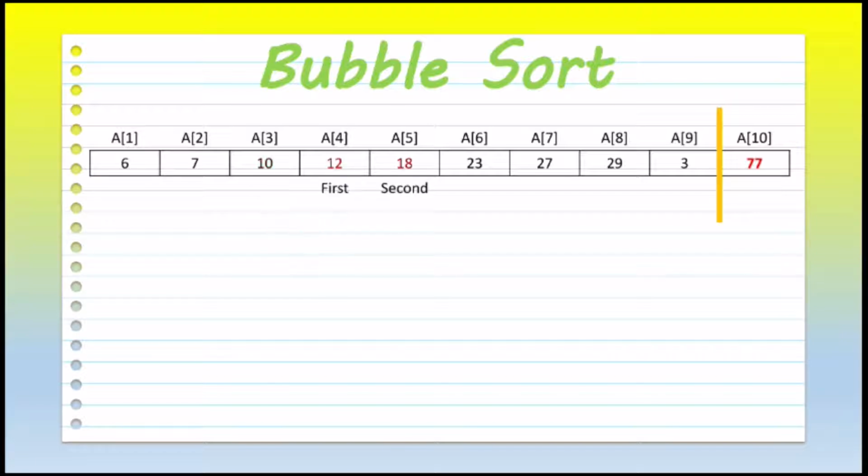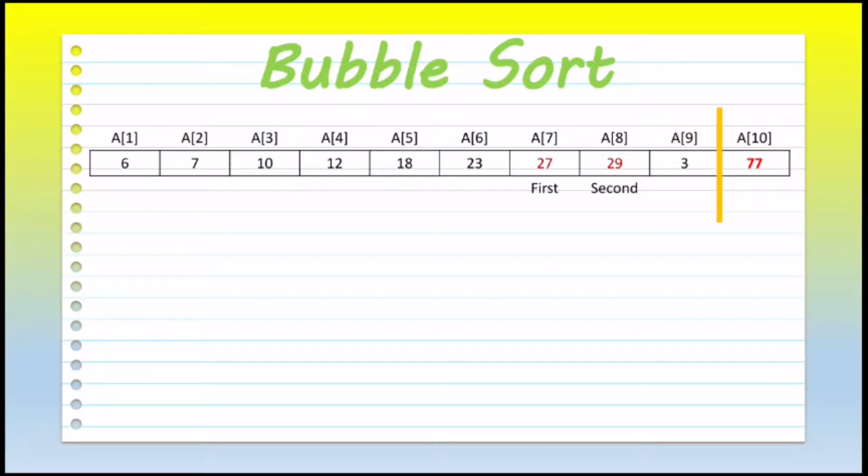So go for the next two elements. So is 12 greater than 18? No, again the condition is false. So go for the next two elements. So is 18 greater than 23? No, again the condition is false. So next two adjacent elements are 23 and 27. So again the condition is false. So go for the next two elements. So is 27 greater than 29? No, again the condition is false. So the elements will remain as they are.